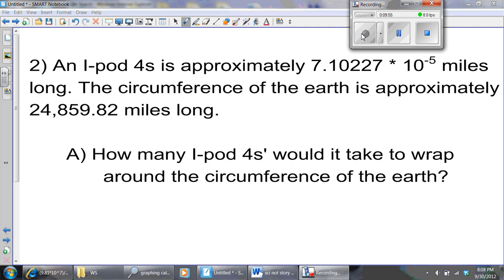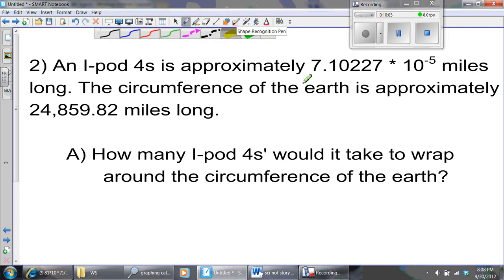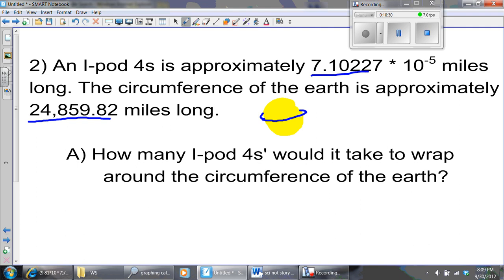Okay, if you're having a little trouble with it, you're probably not recognizing what kind of problem it is. It's just a basic division problem. If I say, how many iPod 4s would it take to wrap around the Earth? I'm asking, how many of these lined up, laid end to end, could fit completely around the circumference of the Earth? So I take this number here and I divide it by the length of the iPod. And as you can imagine, it's going to be a quite large number.